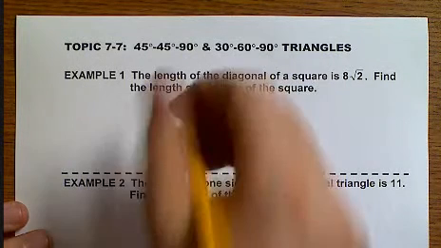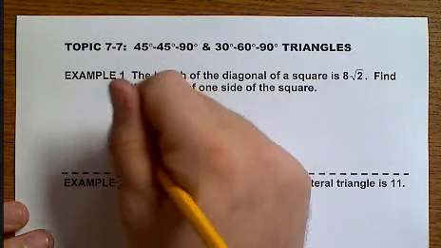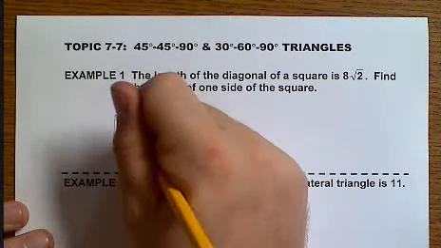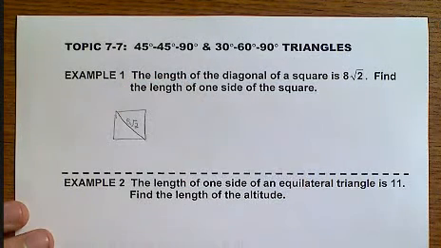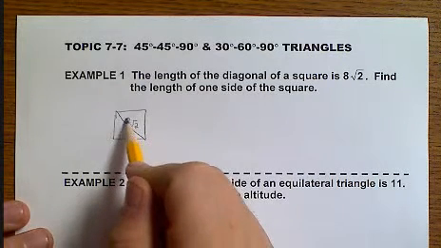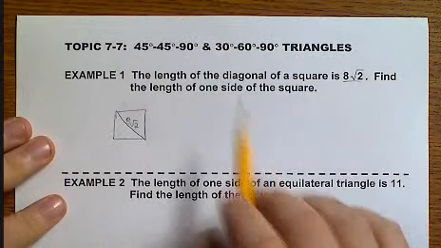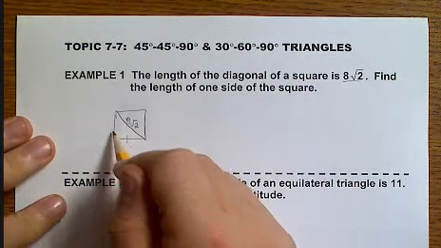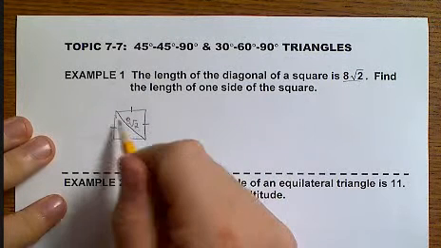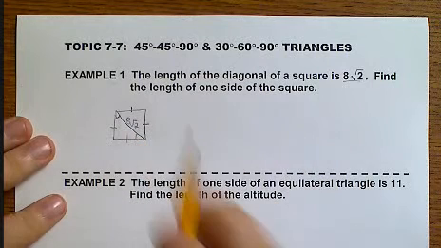Here we're given the length of the diagonal of a square is 8 on the square root of 2. Okay, 8 on the square root of 2. Find the length of one side of the square. Well, a square, all four sides are the same, which means that those are the same, so we're talking about a 45, 45, 90.